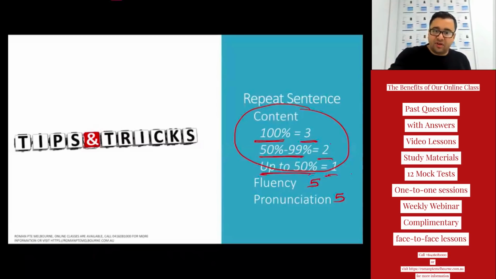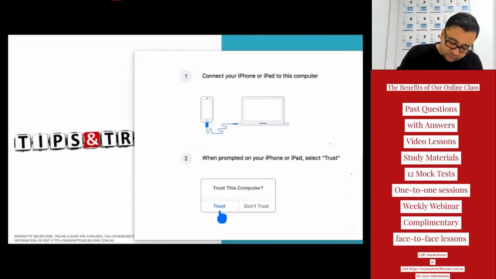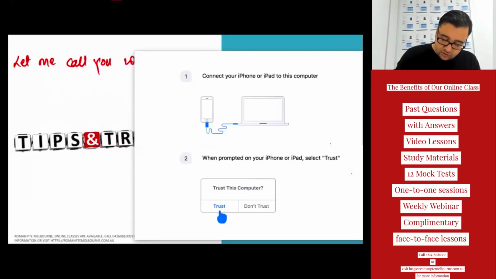What do they actually mean? And how does this scoring actually work? Let me explain that as well. In repeat sentence, let's say that you just heard a sentence which was 8 words long. Let's say the sentence is, let me call you when I am free. Okay, let me call you when I'm free.